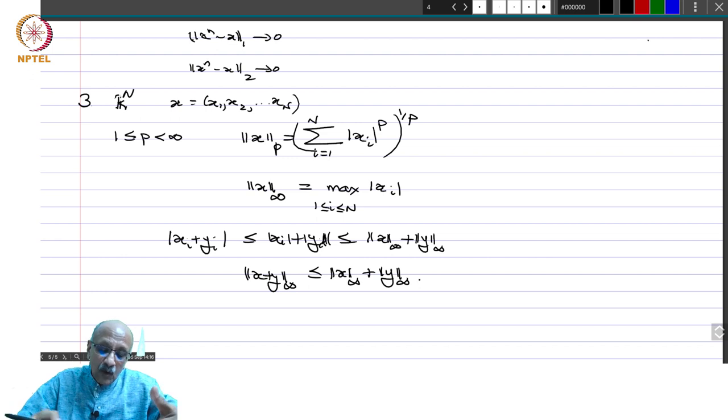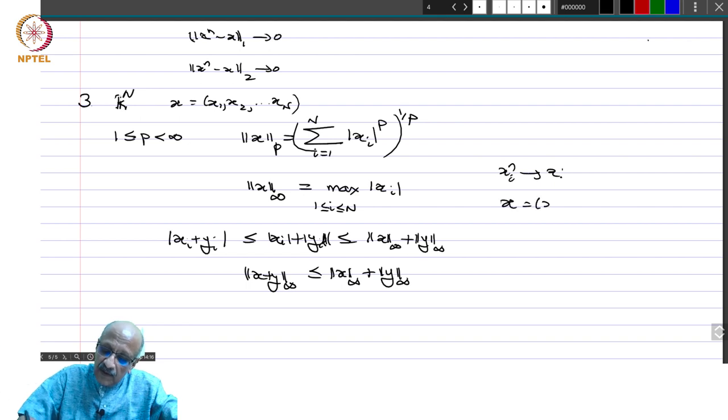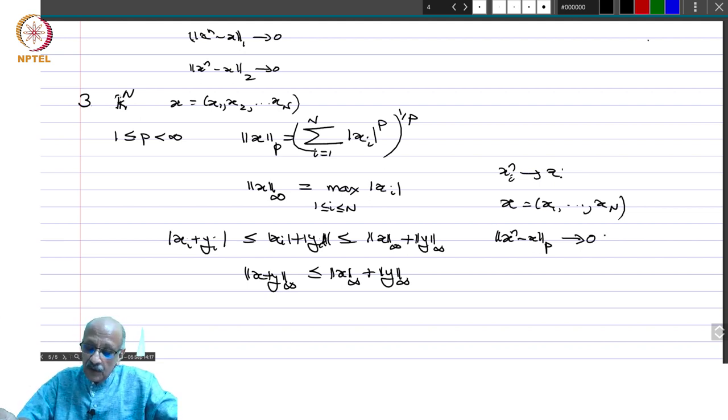So we have an uncountable family of norms here defined, and in each case, if you took a Cauchy sequence, it automatically means that the coordinate sequences are also Cauchy. And therefore, they will all converge since R is complete, C is complete, and therefore, component wise, you will have xn i converges to xi, and consequently, if I define x as x1 to xn, then you will get norm xn minus x p goes to 0. These are very easy to check, and therefore, our job will be complete.